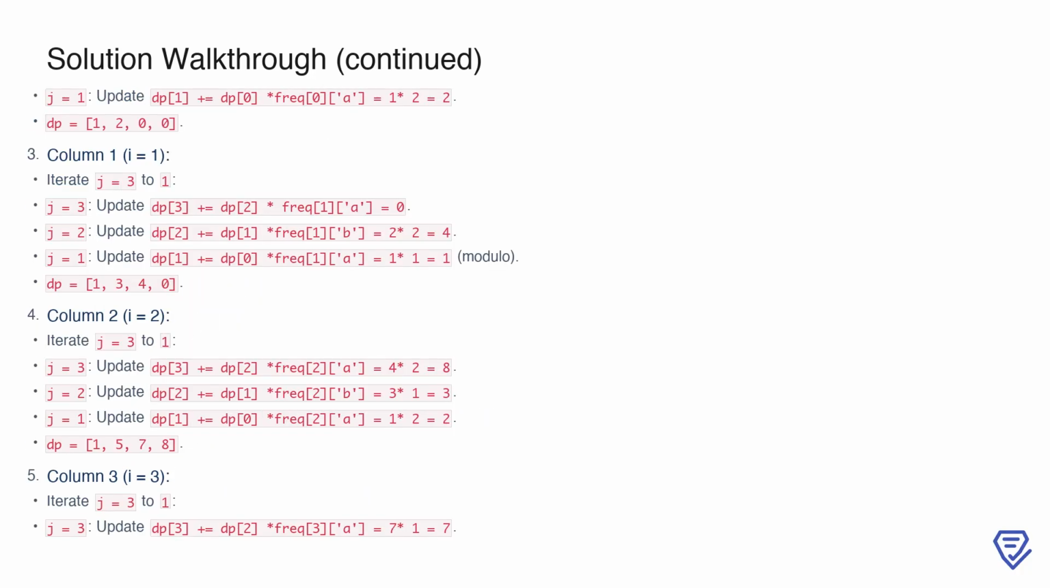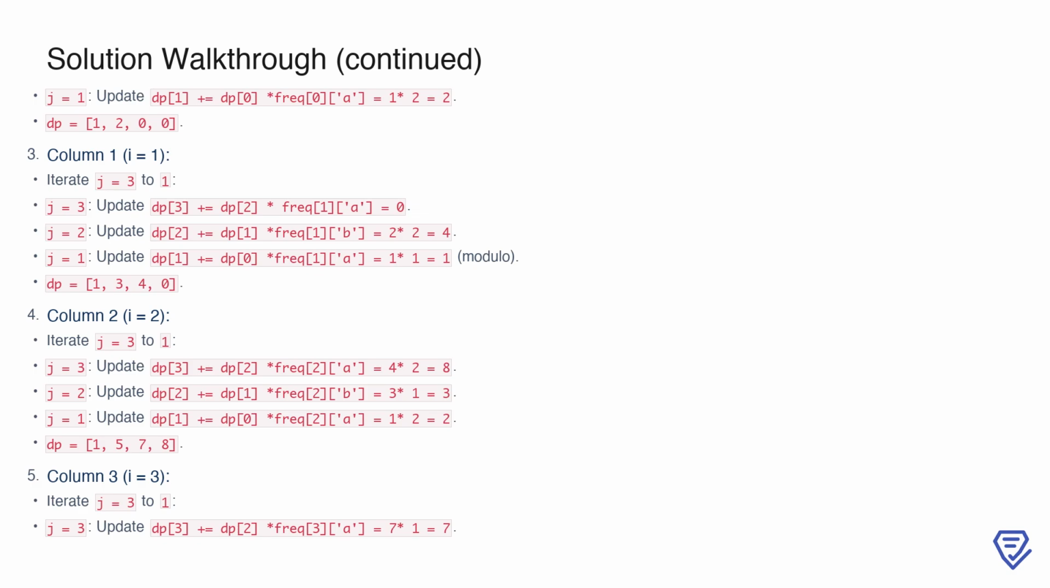Next, we process column 1. Again, we iterate backward through the target. For j equals 3, the target character doesn't match any in column 1, so there's no update. For j equals 2, the target character b matches, and we update dp[2] by adding the product of dp[1] and the frequency of b in column 1. This gives dp[2] a value of 4. For j equals 1, the target character matches, and we update dp[1] similarly. The dp array now becomes 1, 3, 4, 0.